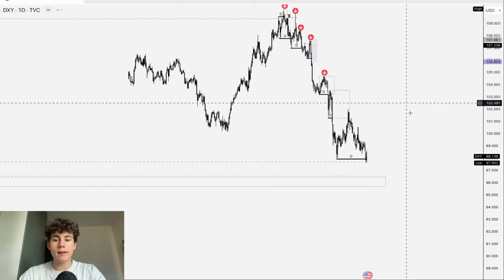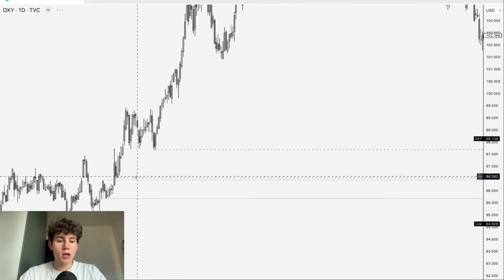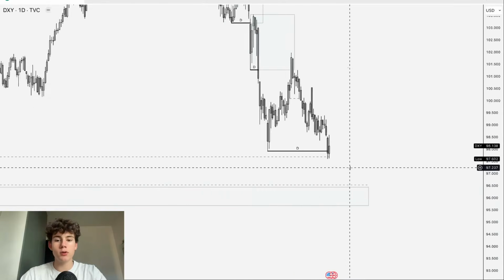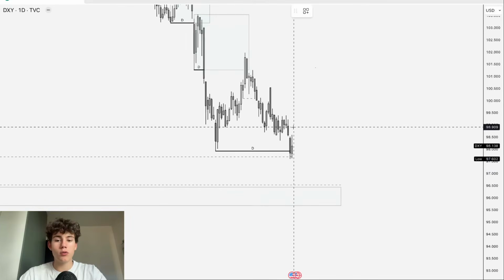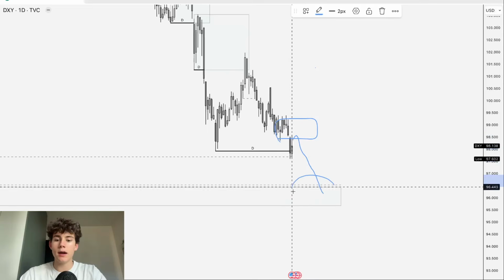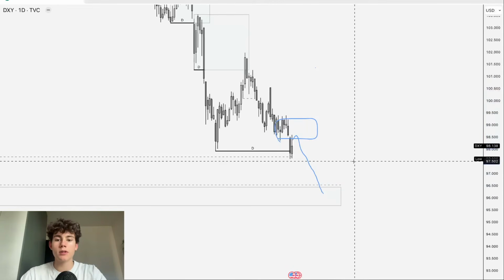Going over to the daily time frame, what do I also see? We do have an open demand zone over here, which I'm also looking for, where we could trade towards if the order flow stays bearish. And then from this point I will look for longs.